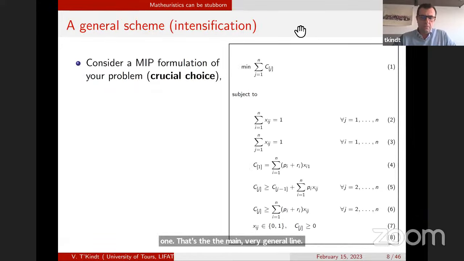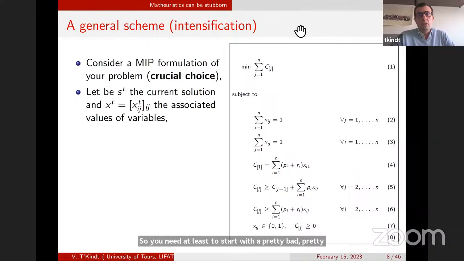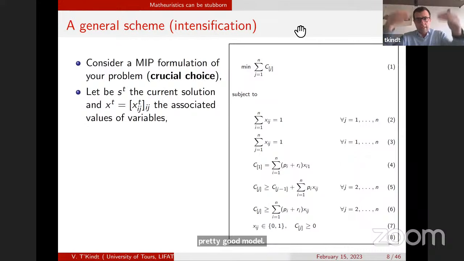Let us go back and present more details about intensification. So you start with an initial solution, and you start with a MIP formulation of the problem. And for sure, the choice of the formulation is very, very important. If you start with a very weak formulation, that is a formulation which is really bad to compute an optimal solution, then there's little chance that this IP formulation is of any use in the Matheuristic. So you need at least to start with a pretty good model.